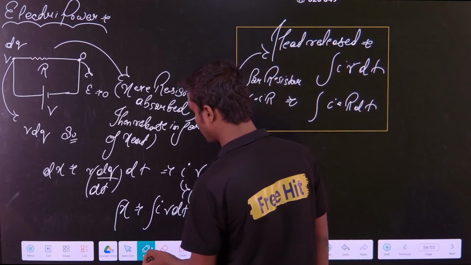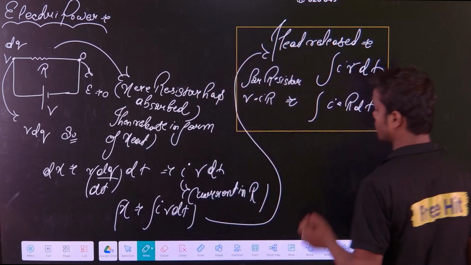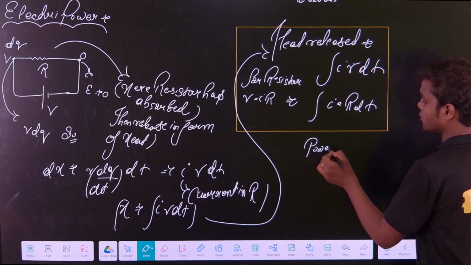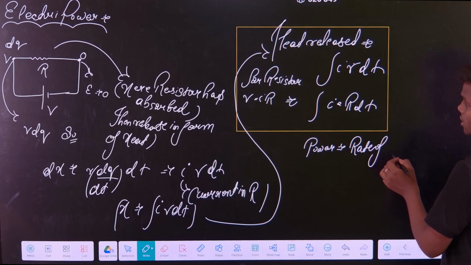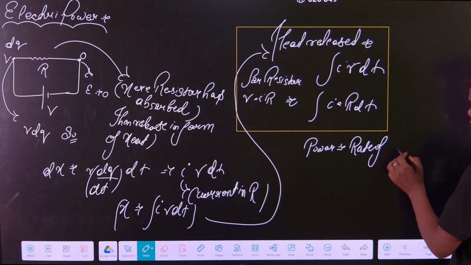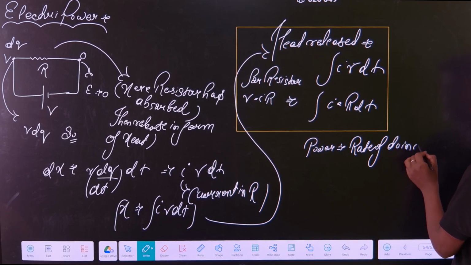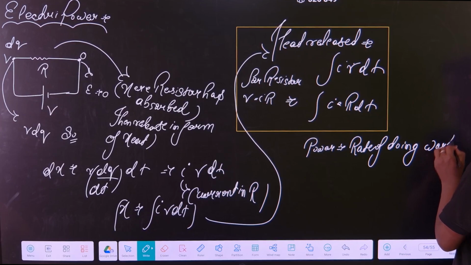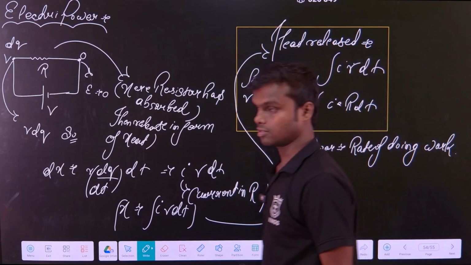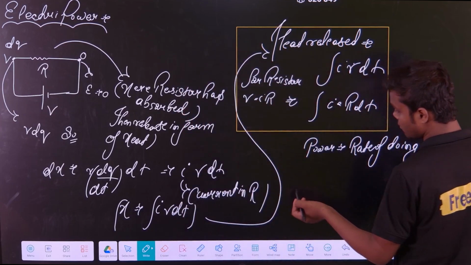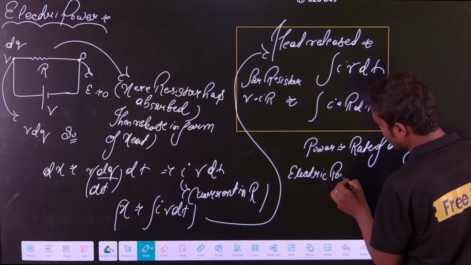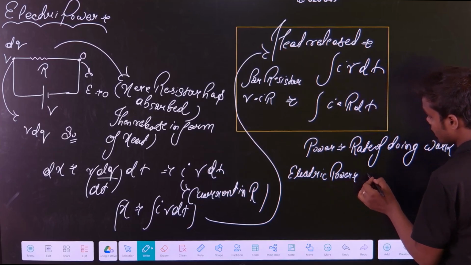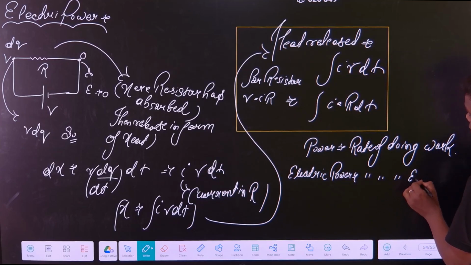Now how is electric power defined? Electric power is defined as the rate of doing work. That is called power. Then what is electric power, sir? That is the rate of doing electric work.